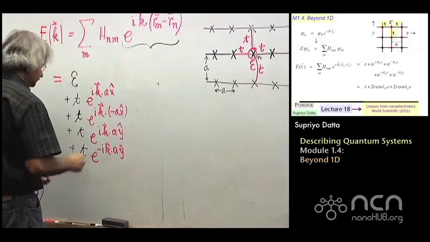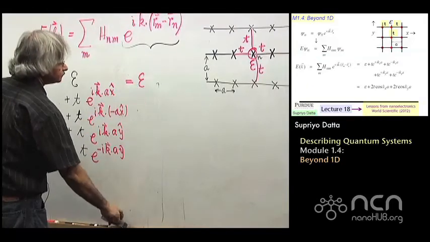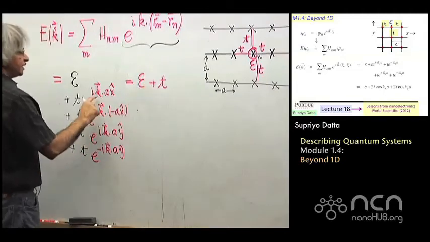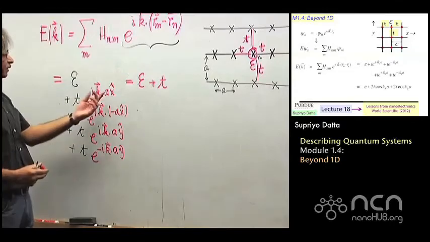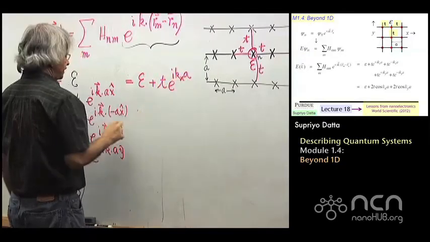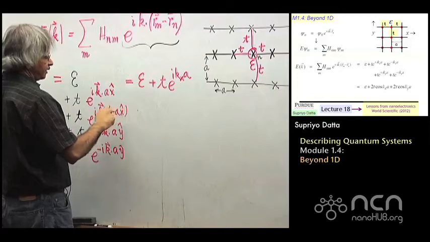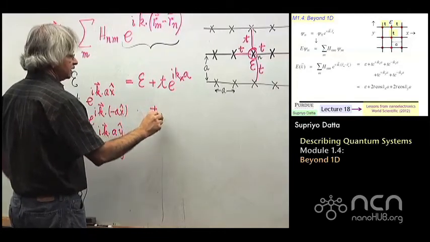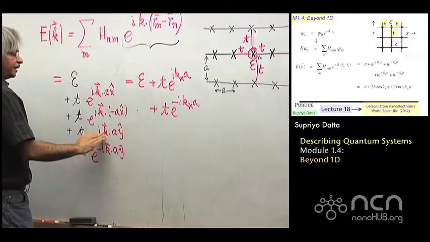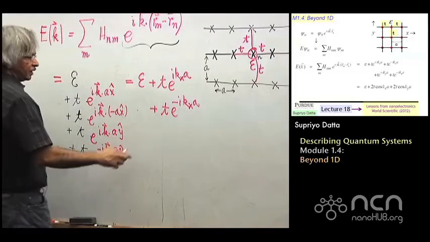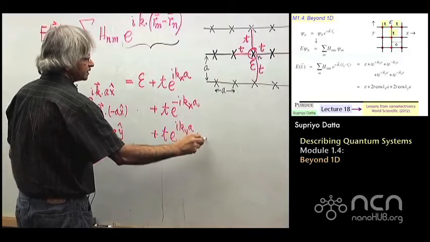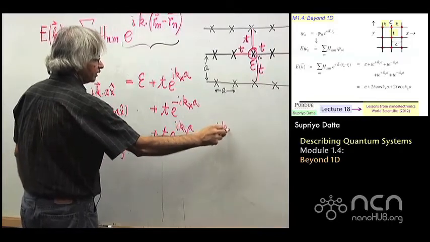You'll get E equal to epsilon plus t. You see, k dot x means actually the x component of k. So what you get is e to the power i kx a. And the next one is exactly the same, but with a minus sign. So you get t e to the power minus i kx a. And then here you'll get ky times a, and here you'll get minus ky times a. So it'll be plus t e to the power i ky a plus t e to the power minus i ky a.